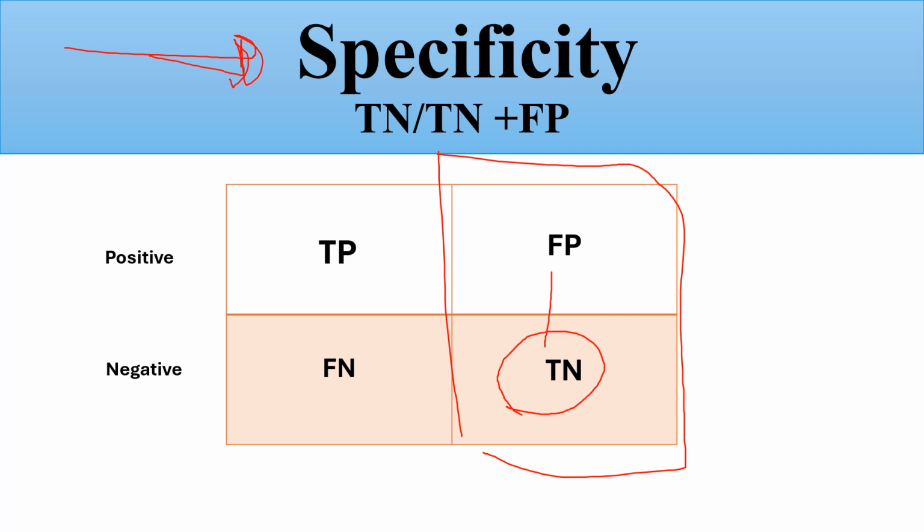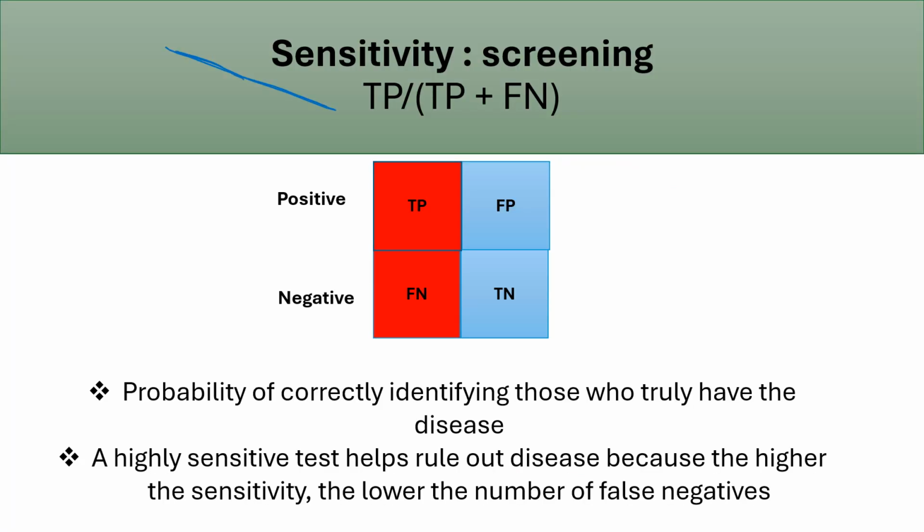You will take the true negative and drop an arrow, divided by true negative plus false positive. Sensitivity. What is sensitivity? It is the probability of correctly identifying those who truly have the disease.